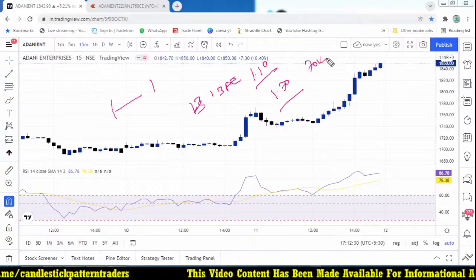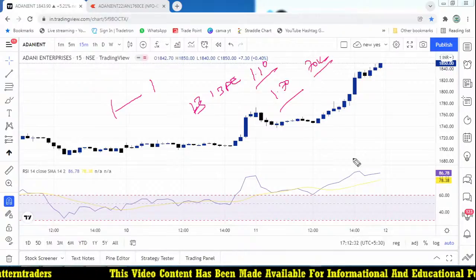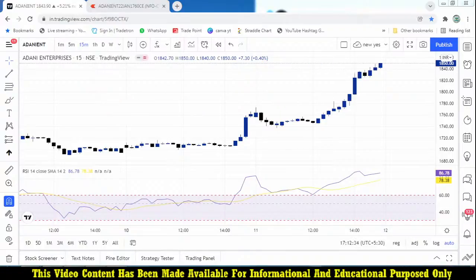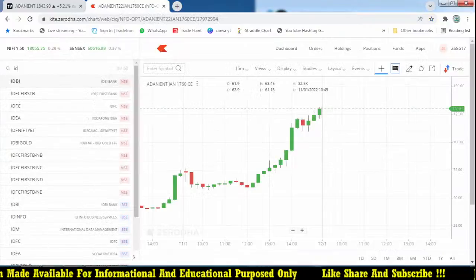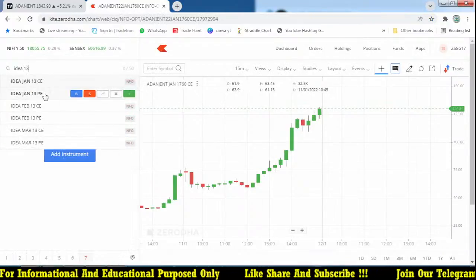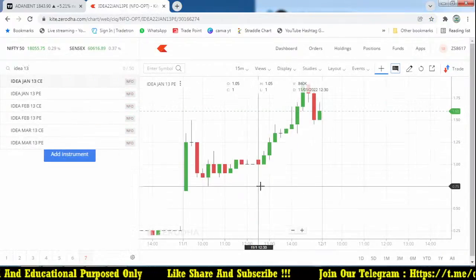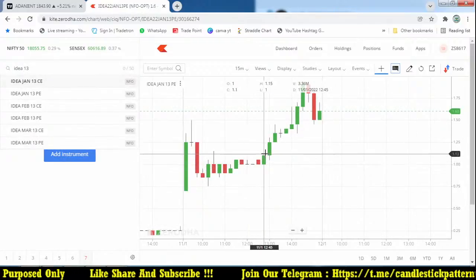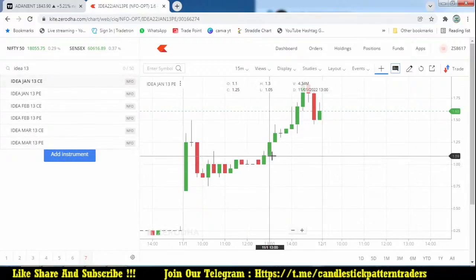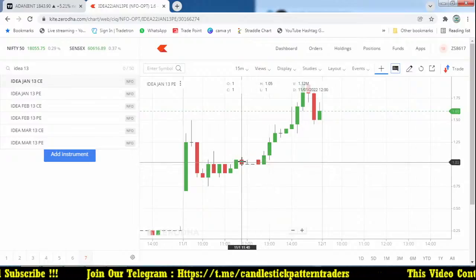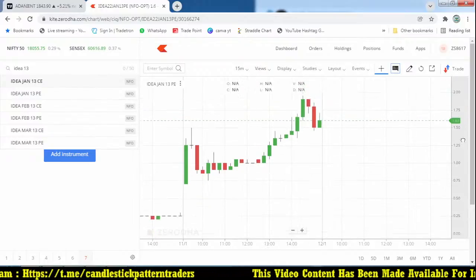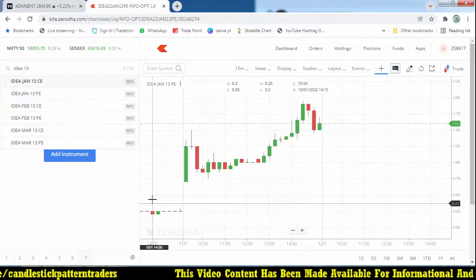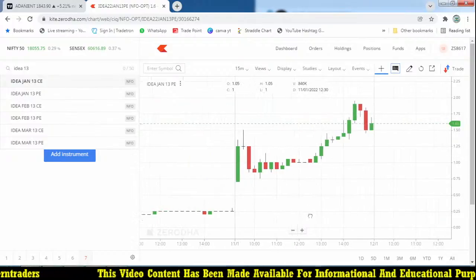70K is the lot size. Can you see the chart? That is a liquid stock. So the Idea 13 put option, today it went down. At one point I saw 1.1. Can you see there was a time at 1.1, it was trading at 1 rupee 1 paisa, and it went up to 1.95 also. I saw a maximum of 1.7. The lot size of this stock is 70,000.